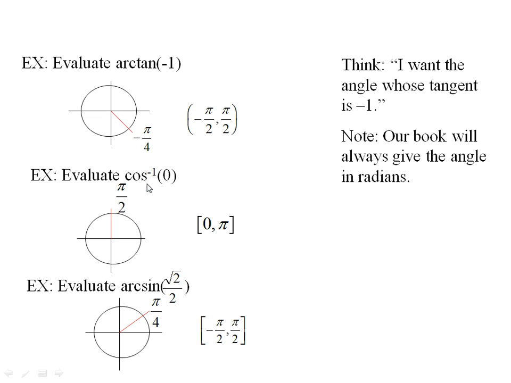Cosine inverse of 0. I want the angle whose cosine is 0. So I'm thinking the top of the unit circle and the bottom of the unit circle have a cosine of 0. However, the domain restriction for capital C cosine was from 0 to pi. So that means I'm on the upper half of the circle and I can only give the answer pi over 2, not 3 pi over 2. The last one there, I want the angle whose sine is root 2 over 2. I would have pi over 4, but also 3 pi over 4. However, again, the interval for sine, we said, was from minus pi over 2 to positive pi over 2. So I'm on the right half of my unit circle. So I'm looking at just the angle pi over 4.